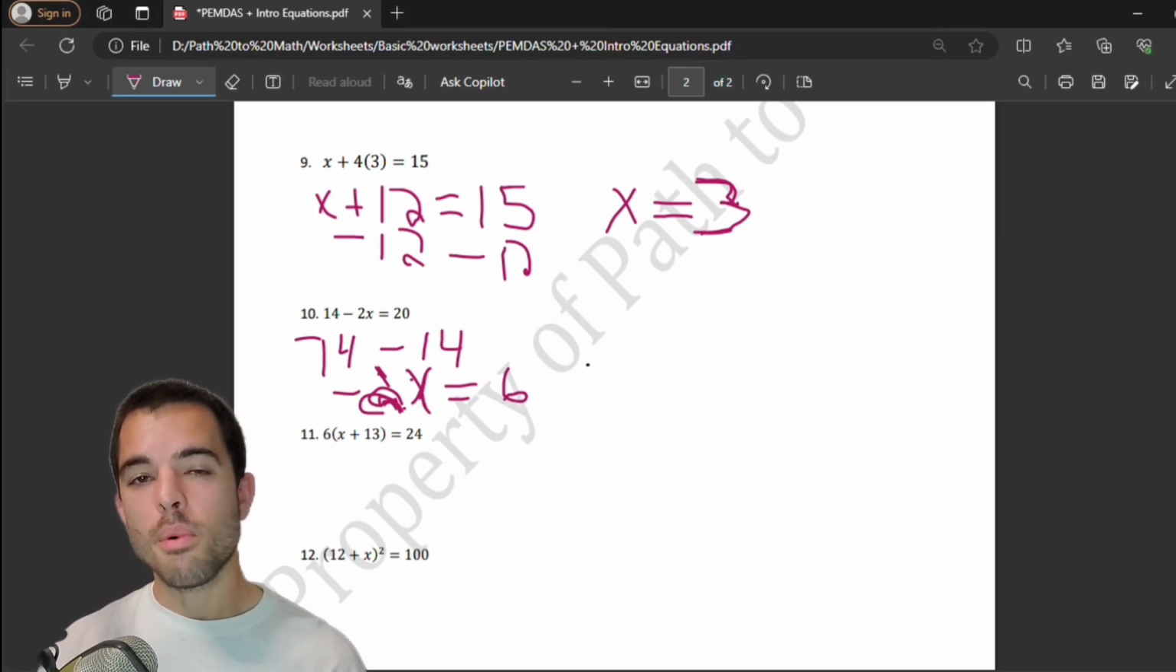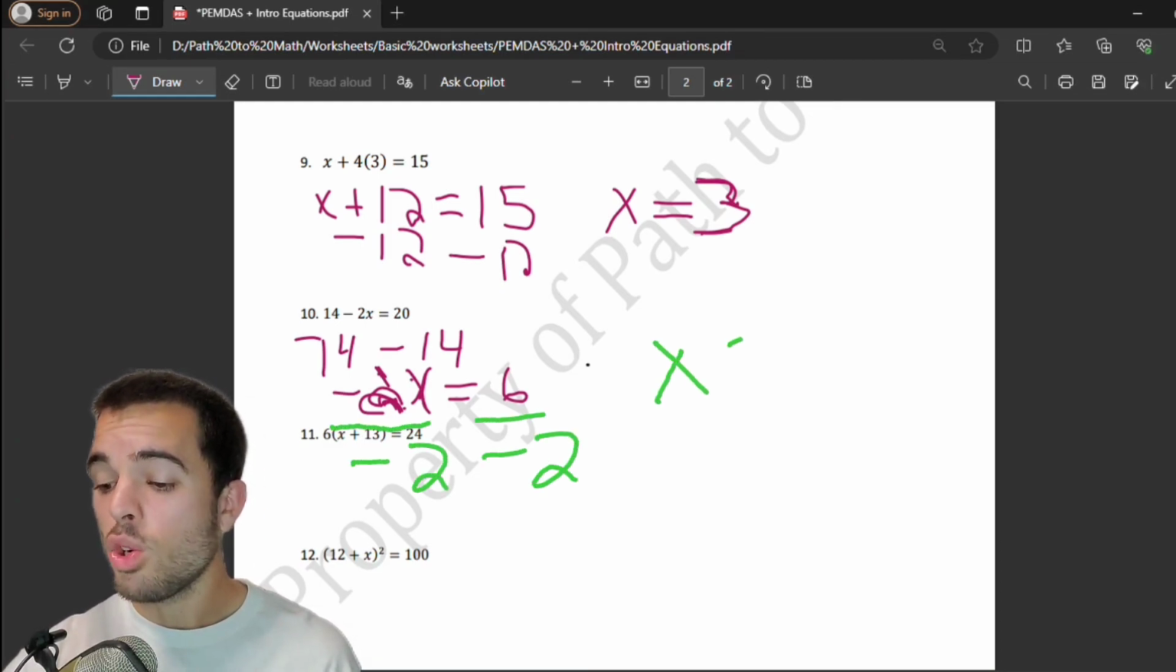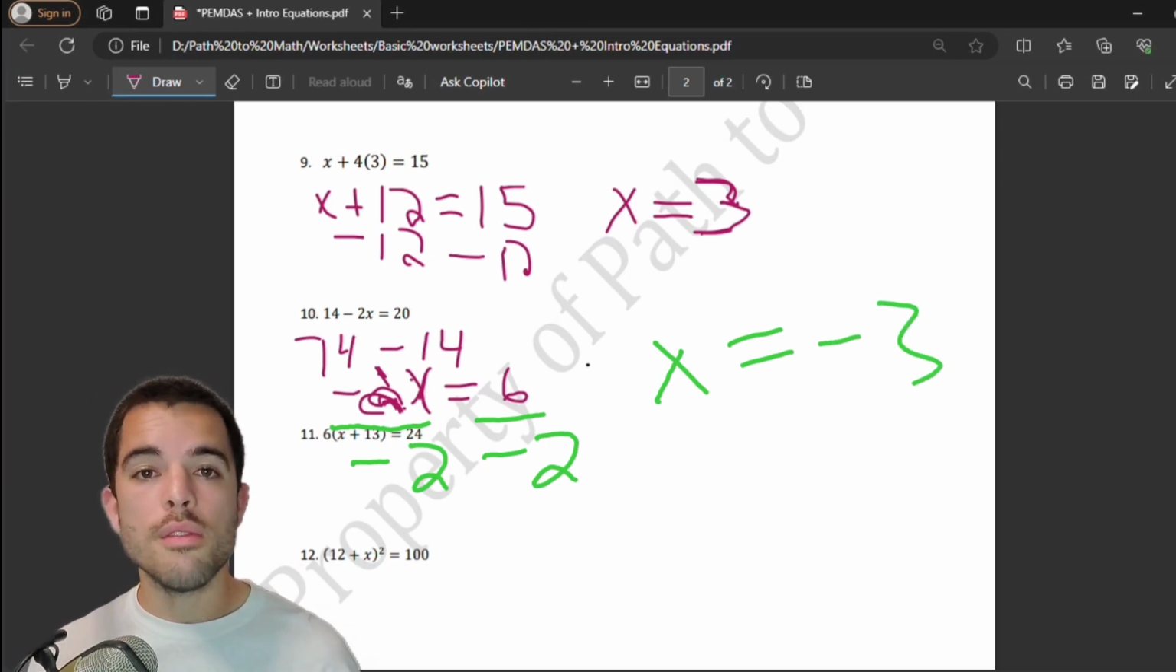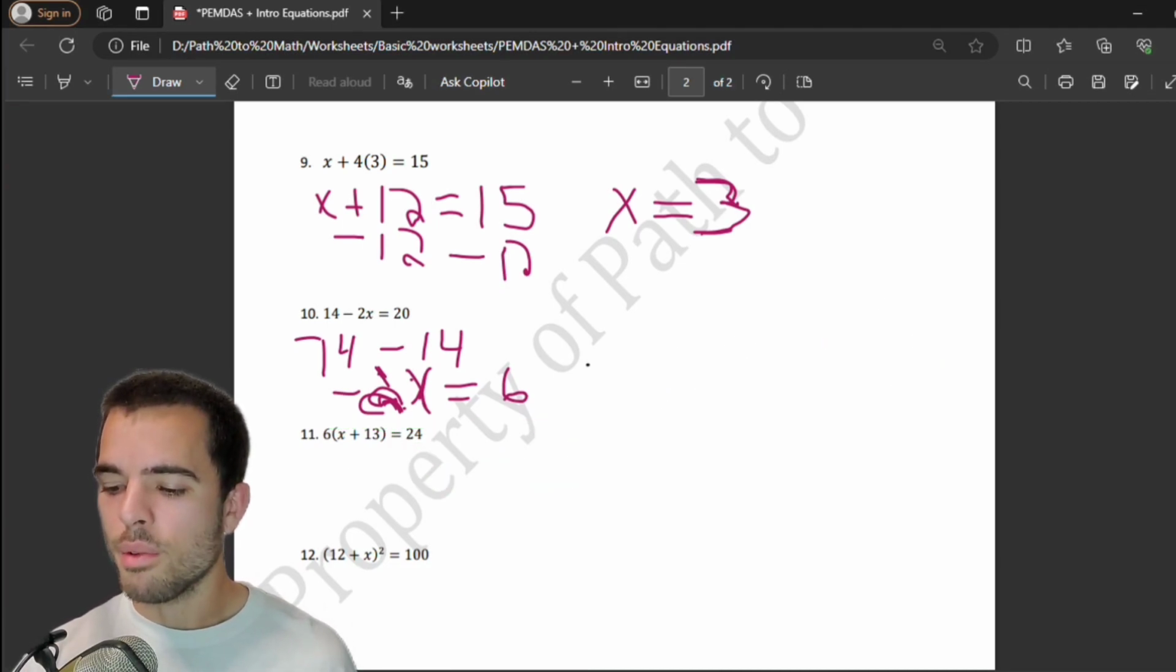So we have to divide both sides by negative 2. So divide negative 2, divide negative 2. I show my work using a fraction. If you want to do the division symbol, negative 2, that's totally fine. So 6 divided by negative 2 is negative 3.